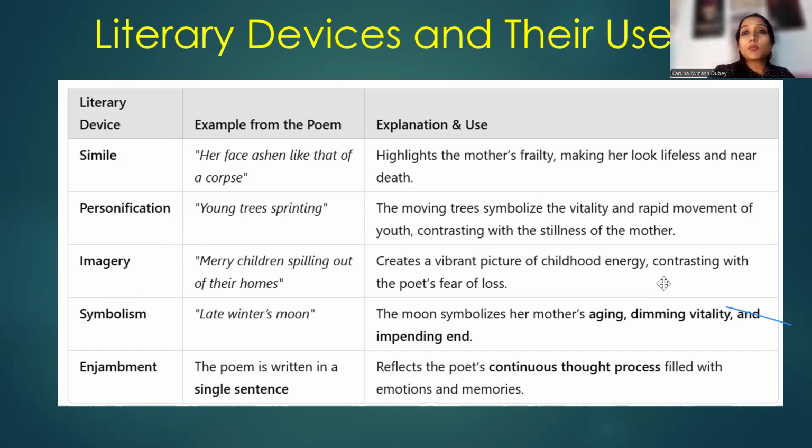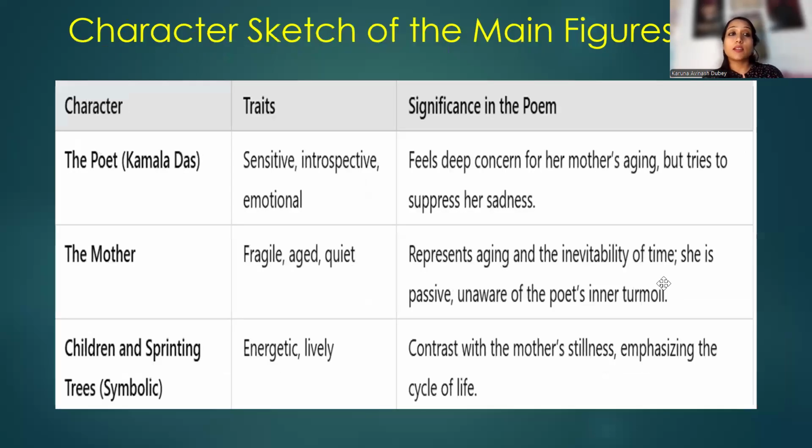Let's see if there are more. So yes, character traits, no, there are not. So characters जो हमने लिए हैं, the poet Kamala Das, she's sensitive, she's introspective, she looks into herself and introspects and realizes and thinks. She's thoughtful, she's emotional, she's deeply attached to her mother, and just looking at her mother's old age, she is emotional about it. The mother, the way she's been described, she's fragile, aged, and quiet. She does not speak much. It's the poetess who speaks in the poem and not the mother.